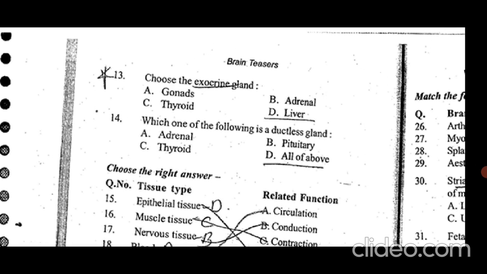Choose the exocrine gland: liver is an exocrine gland. Which of the following is a ductless gland? All of the above are ductless glands, or endocrine glands. Endocrine glands are also known as ductless glands, and they are the adrenal gland, thyroid gland, and pituitary gland, whereas exocrine glands have ducts.